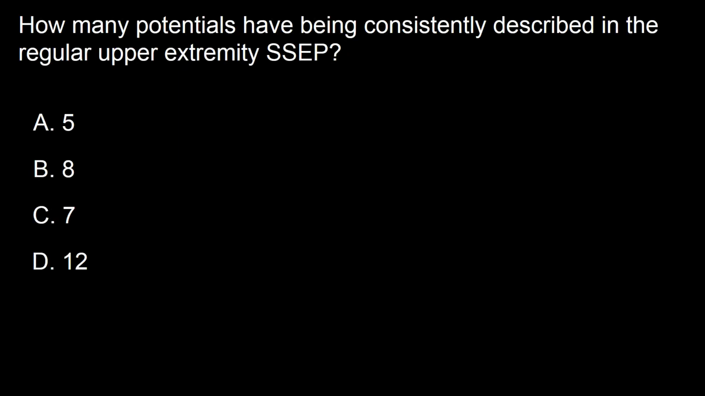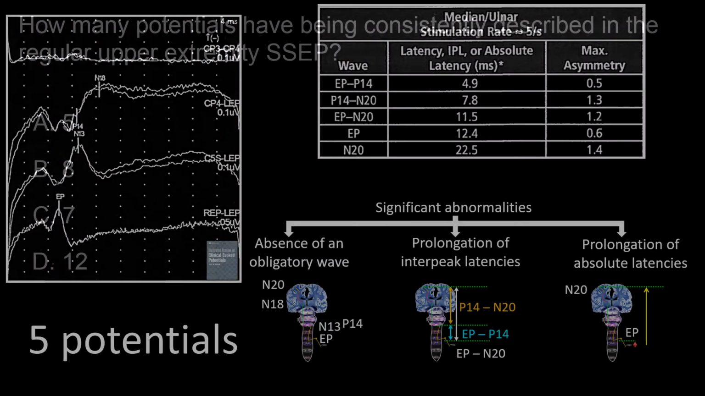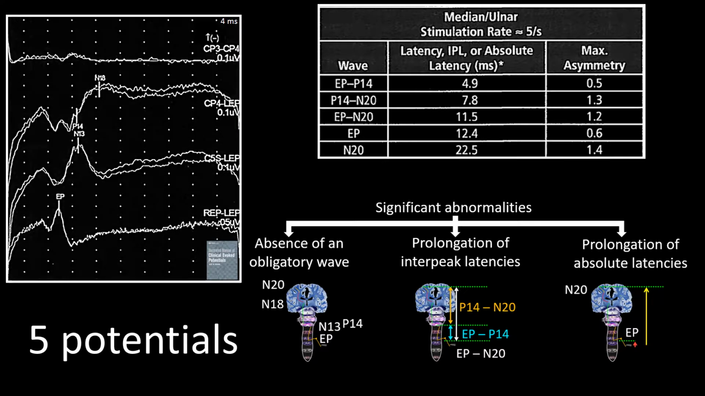Next question. How many potentials have been consistently described in the regular upper extremity somatosensory evoked potential? A, 5; B, 8; C, 7; D, 12. In the past, when we have spoken about median nerve somatosensory evoked potential and upper extremity evoked potential as a whole, we mentioned 5 clinically relevant potentials.